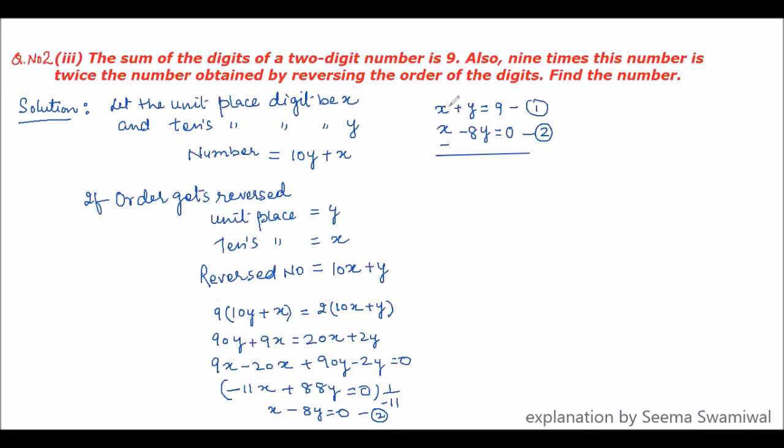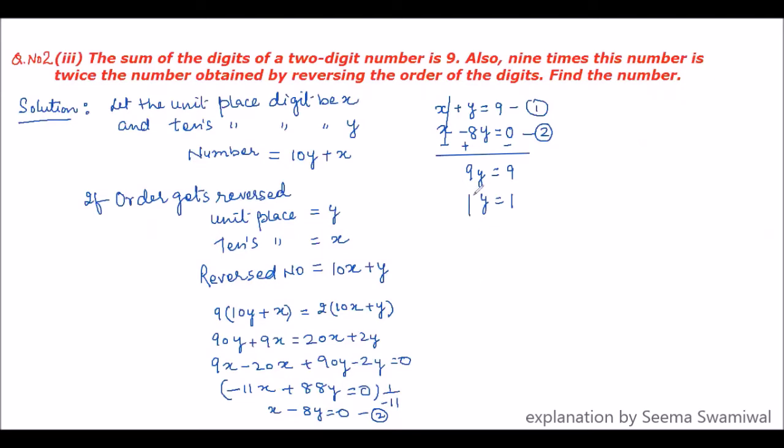So if you subtract, the x will get cancelled. Therefore, in this case, we have to subtract. When we are subtracting, we have to change the sign. So this way, we will change the sign. x and x will get cancelled, and here we will have 9y is equal to 9. Therefore, y is equal to 1. This is the number at tens place. Let's find out the number at unit place.